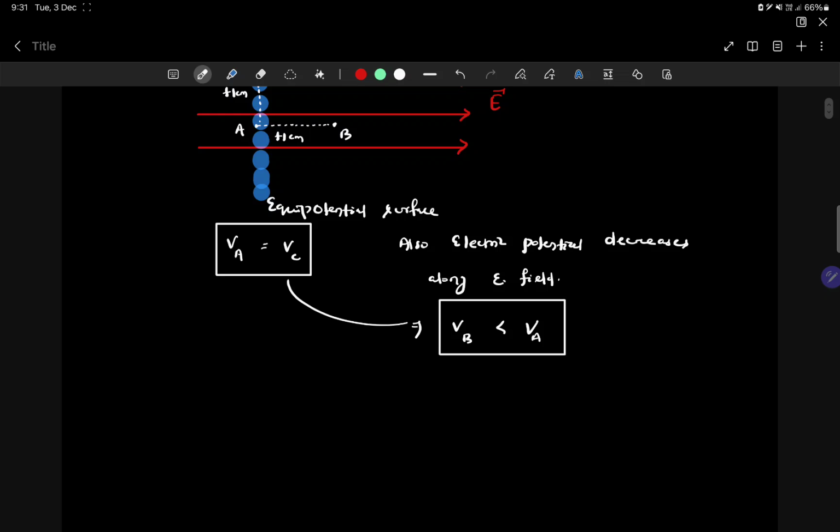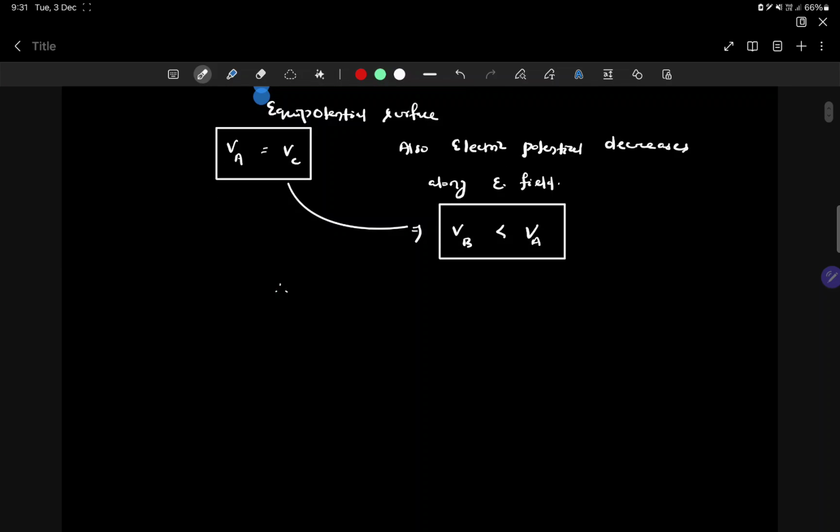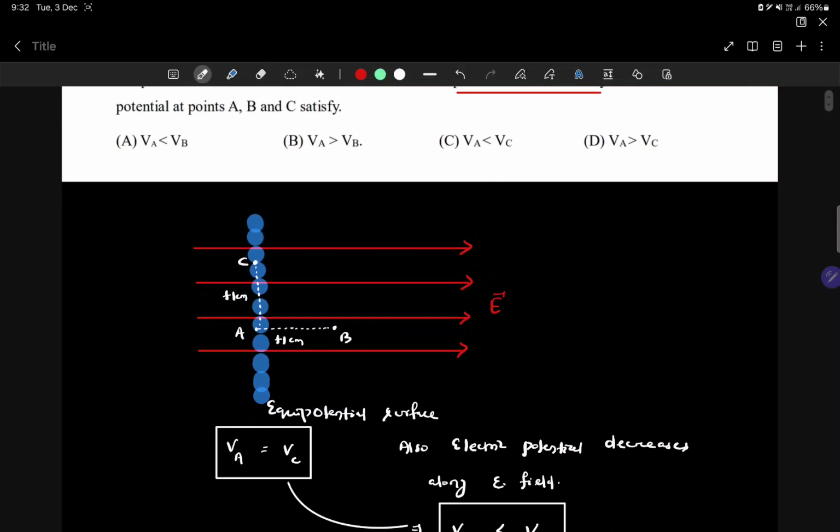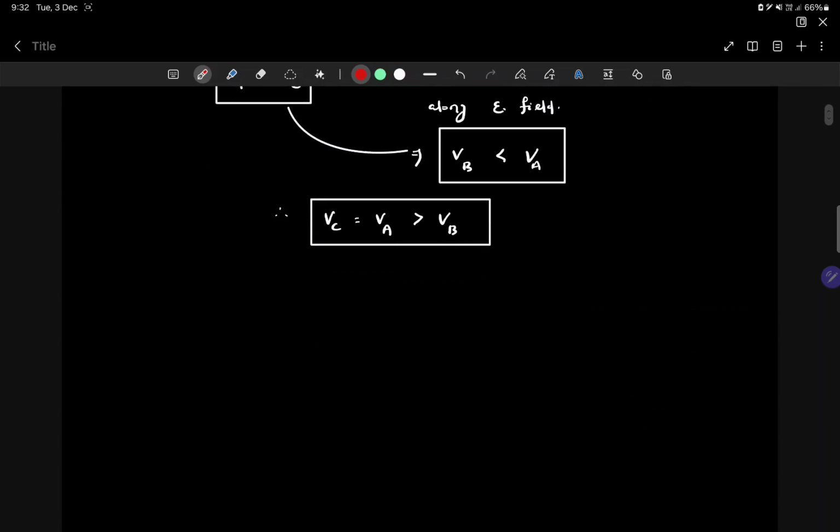If we compare these two equations, we can write VC is equal to potential at A, which is greater than potential at B. So as per the options given, VA is greater than VB. This is our answer. Option B is the correct answer.